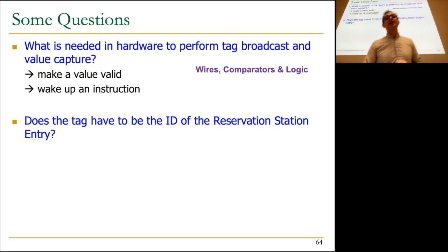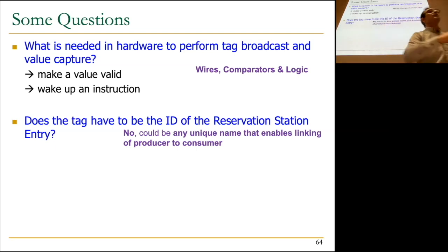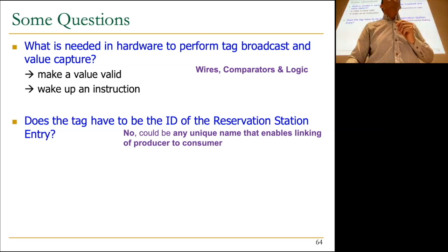Does the tag have to be the ID of the reservation station entry? Basically, I said that this is not necessary. As long as you can link the producer to the consumer with a correct and common tag, that's fine. It could be the reorder buffer entry actually over here. You just need to connect the producers to the consumers accurately. In this case, we happen to use the reservation station entry, but it could be any unique name that enables linking of the producer to the consumer. It doesn't even need to be anything specific to the hardware, specific to any buffer. It could be some namespace, basically, that you happen to allocate and deallocate.